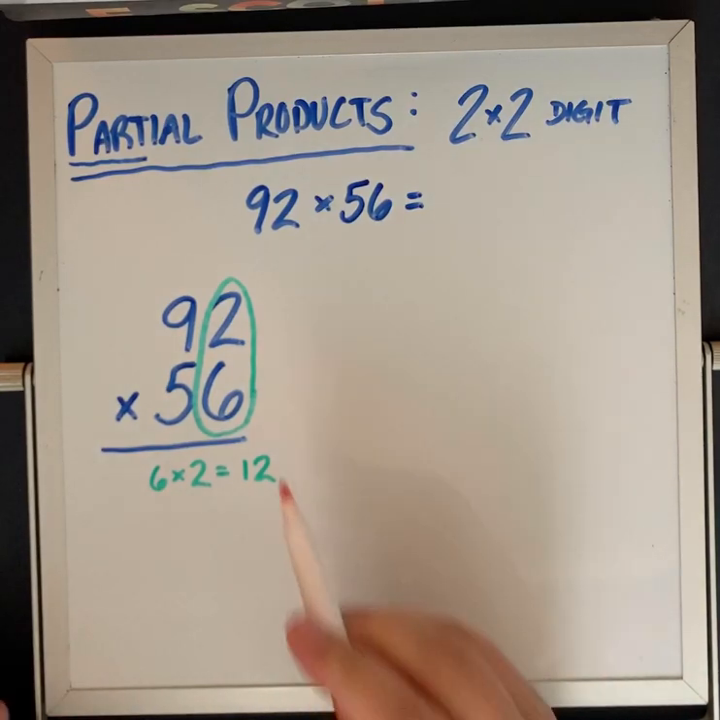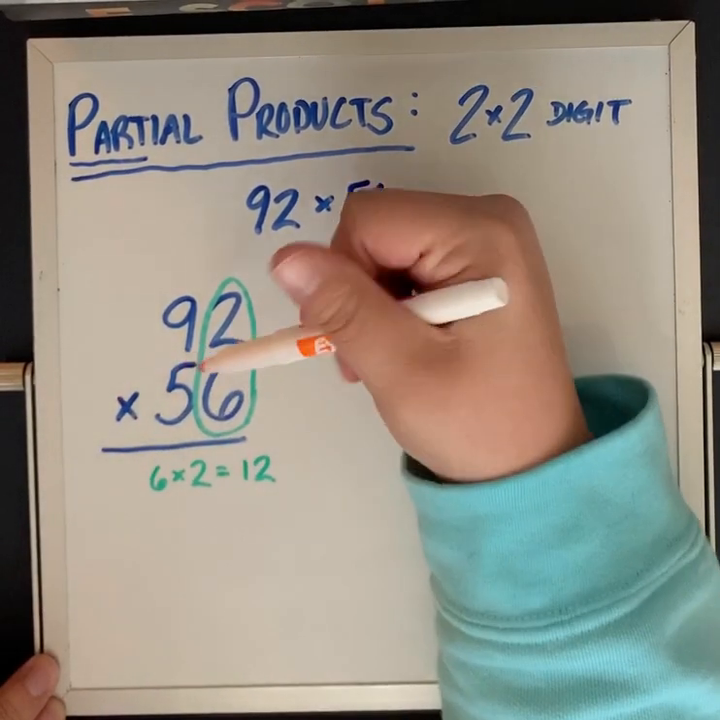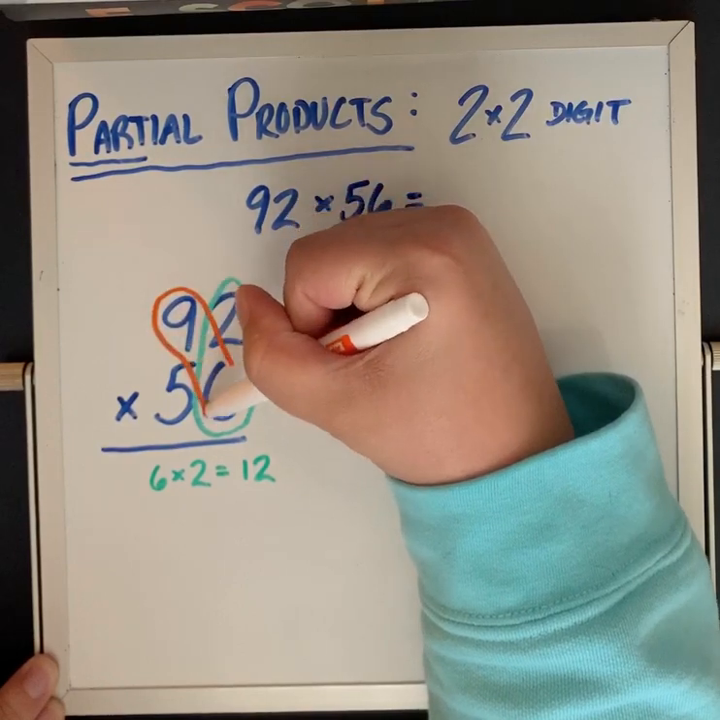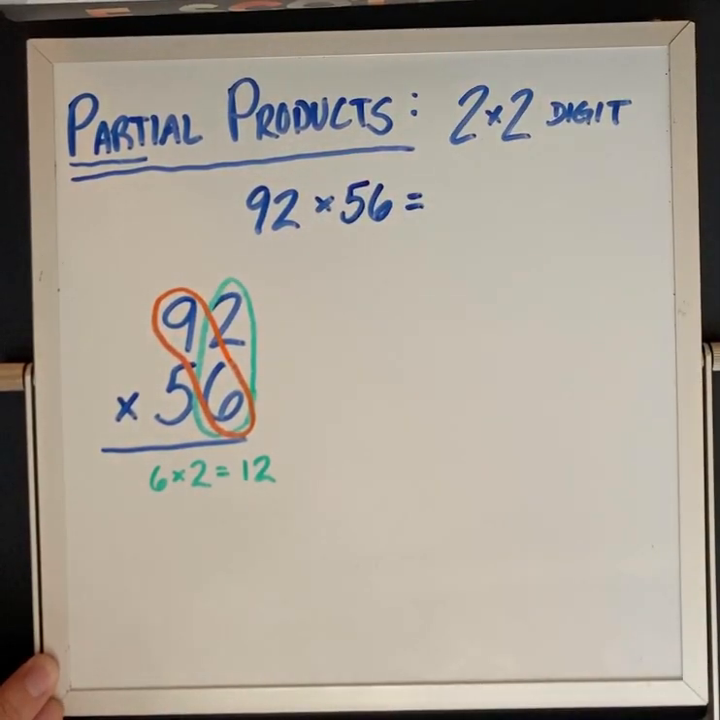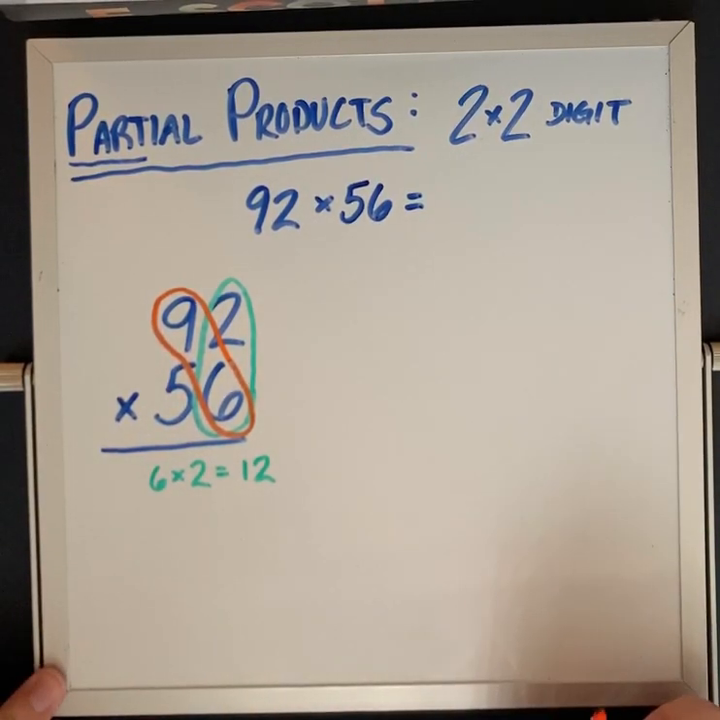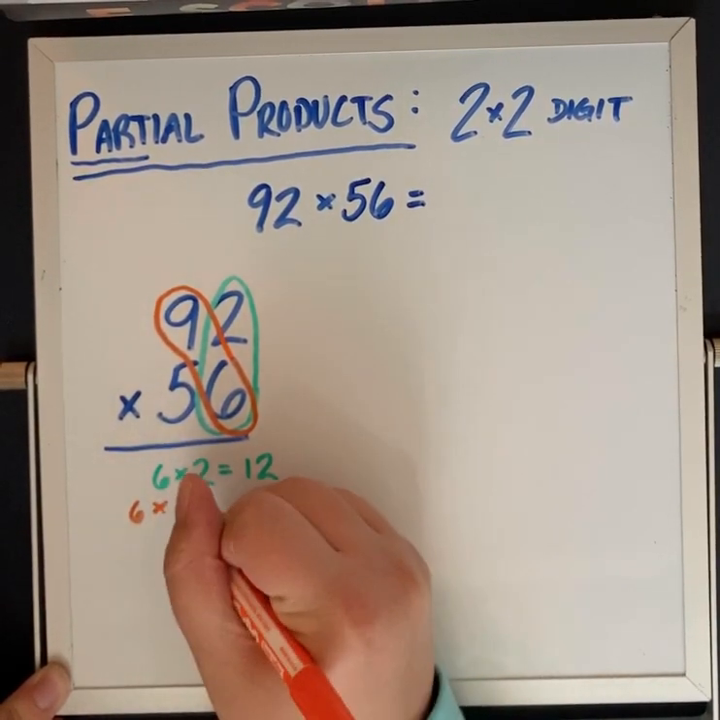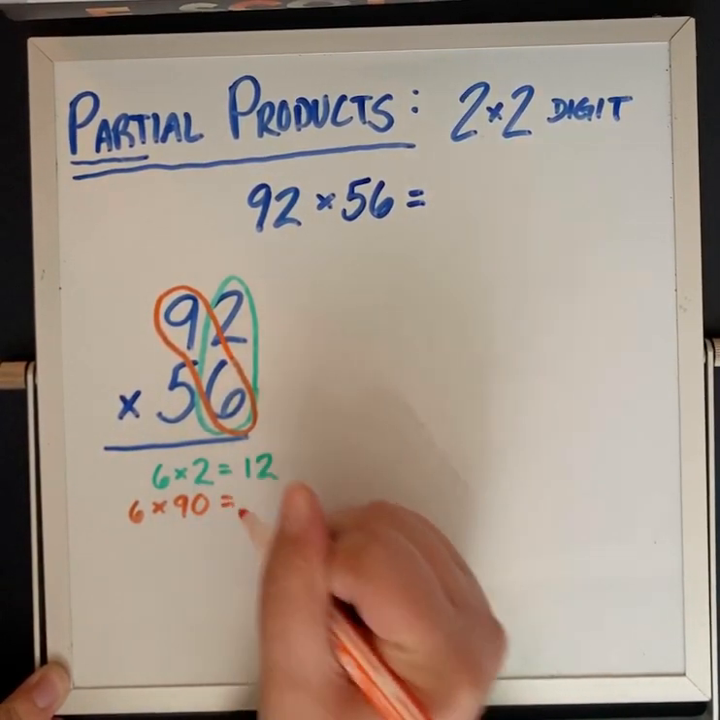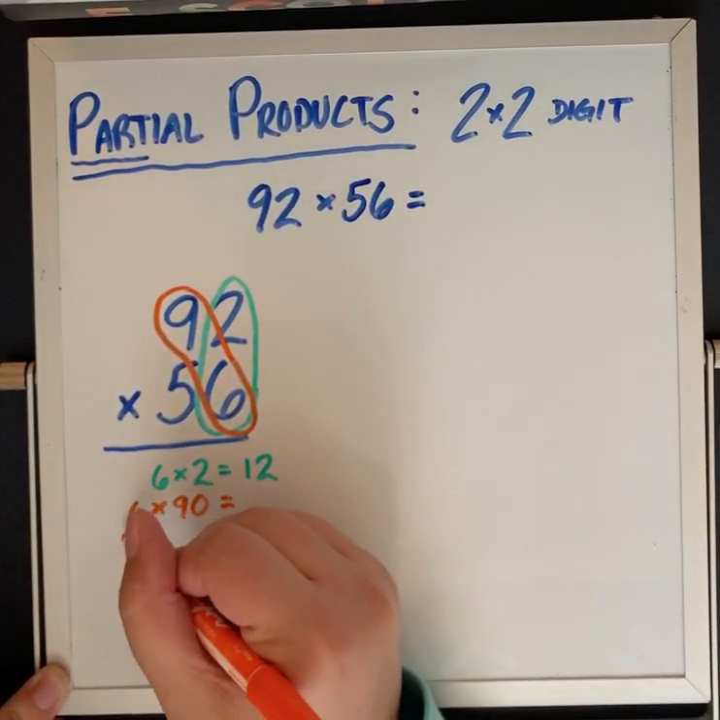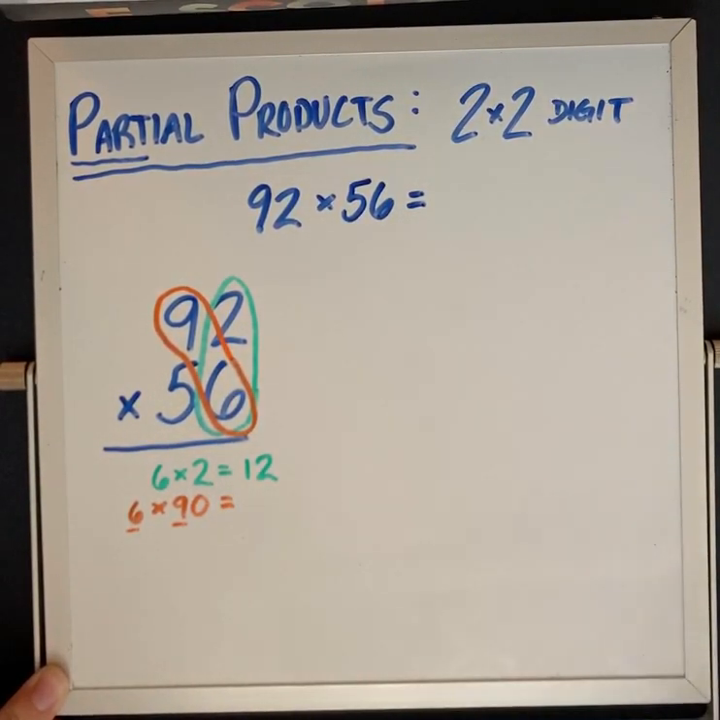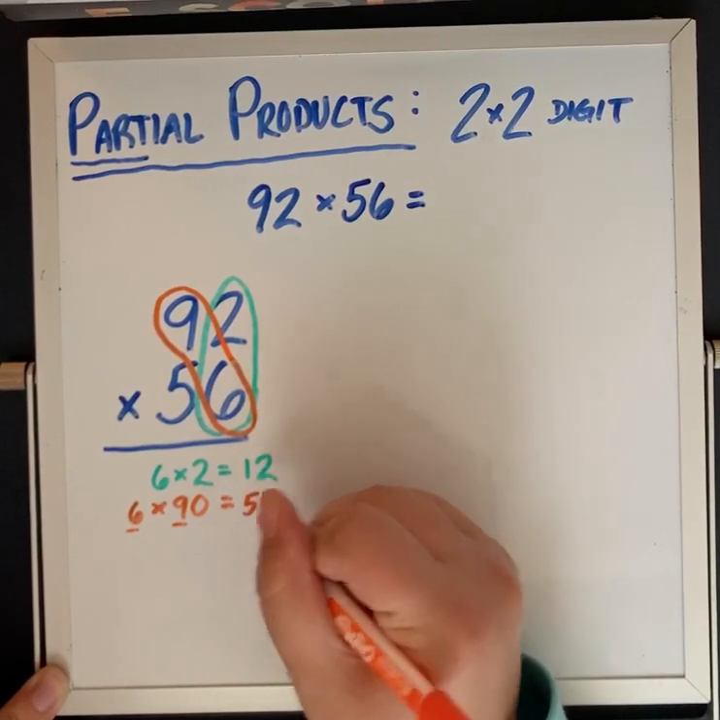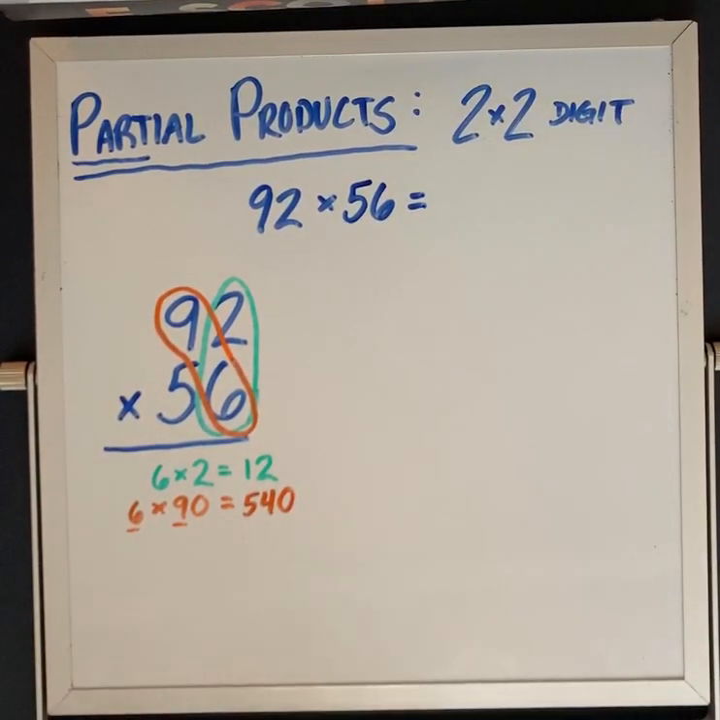Next, we are going to multiply our ones digit here with the tens digit in our top number. So we have to remember that this 9 is not just 9. It's in the tens place, so its value is 90. So we will be multiplying 6 times 90, focusing on our basic fact. 6 times 9 is 54, plus that 0 gives us 540.